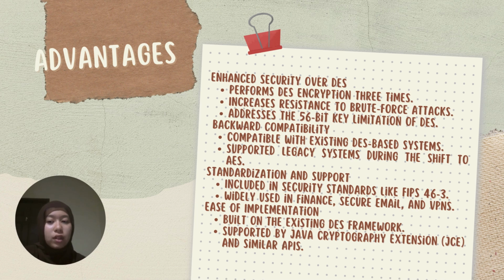Triple DES is also part of several official standards such as FIPS 46-3. Because of this, it became widely accepted in industries like banking, email security, and VPNs. Its popularity also means there are many libraries and tools available to support it. Finally, Triple DES is easy to implement, especially for developers already familiar with DES. It uses the same basic structure, and it's supported by standard APIs like the Java Cryptography Extension, making integration into software much easier.